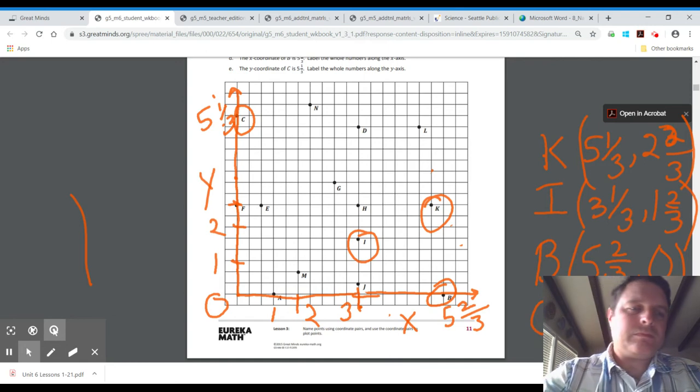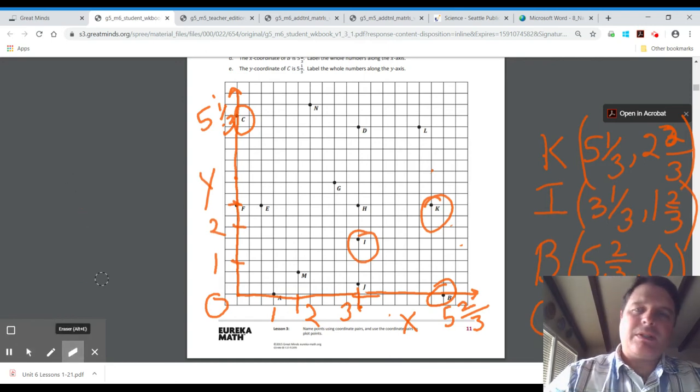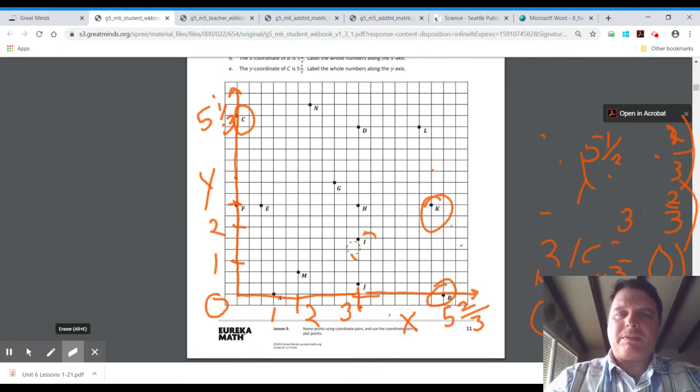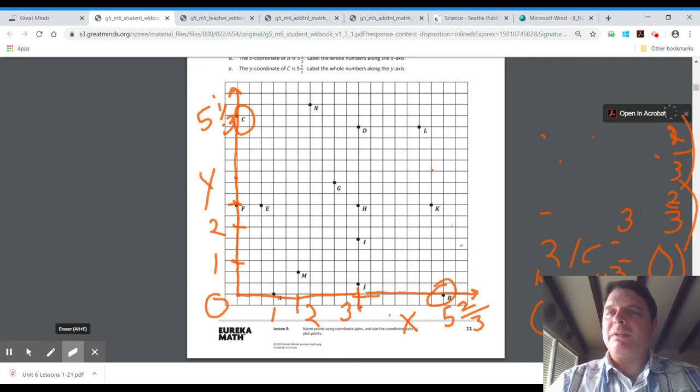Let me erase some stuff. I wish there was a bigger eraser. I wonder if there's a way to make a bigger eraser. Okay, so it says 1 and 2/3, and 2/3, right?